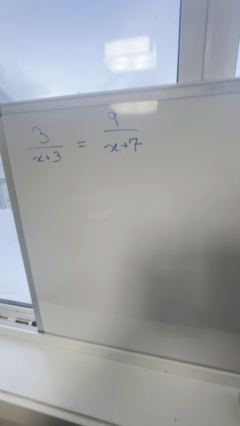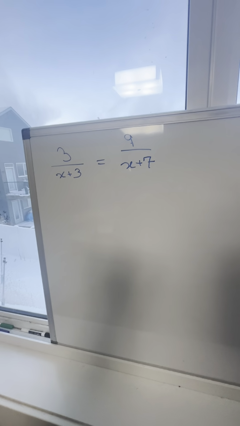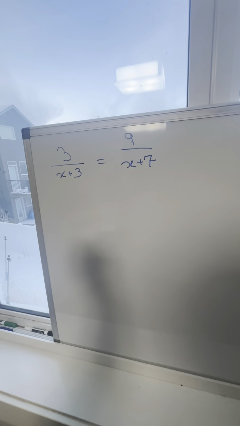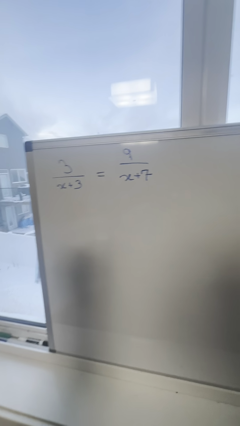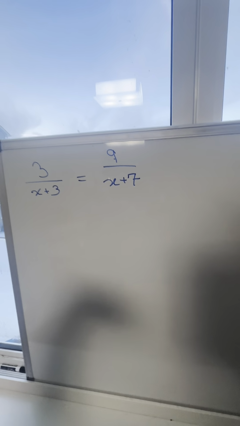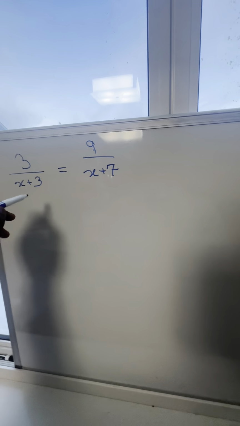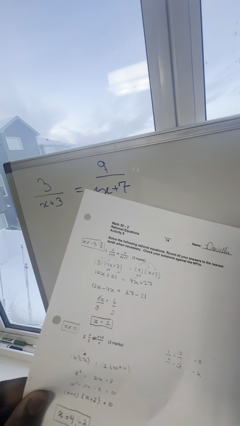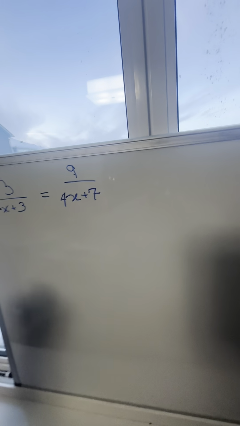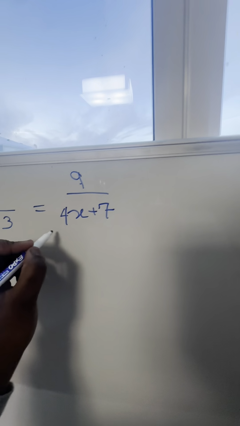So this is me adding in a clip before the actual video. I just forgot to explain it. But the very first step, before you solve like I did in the video, don't do that. Sorry, this is the first question on the assignment. You have to state the non-permissible values.